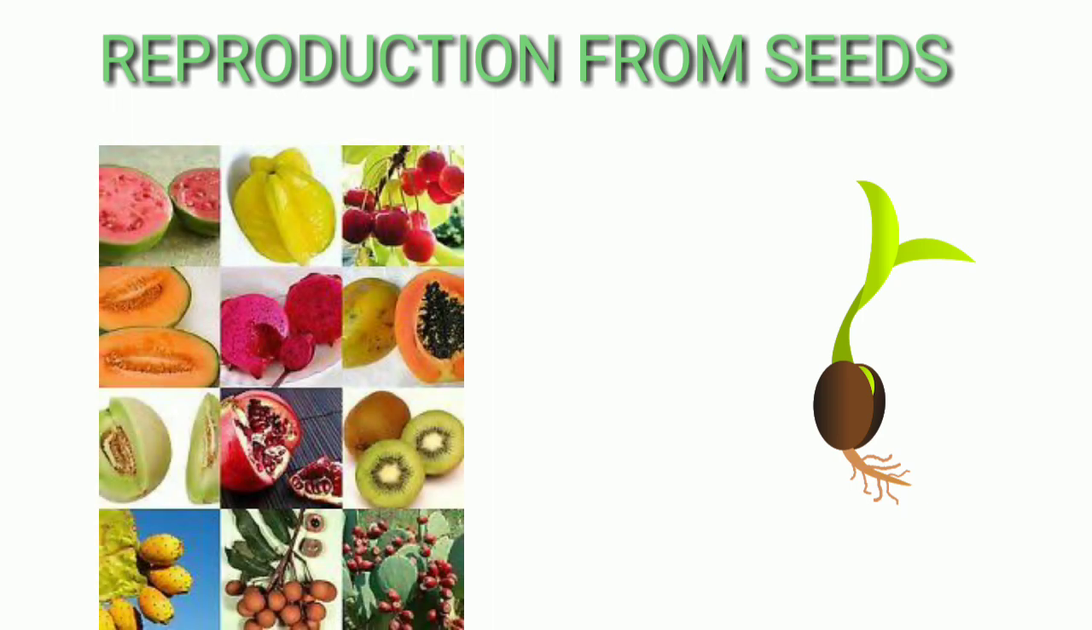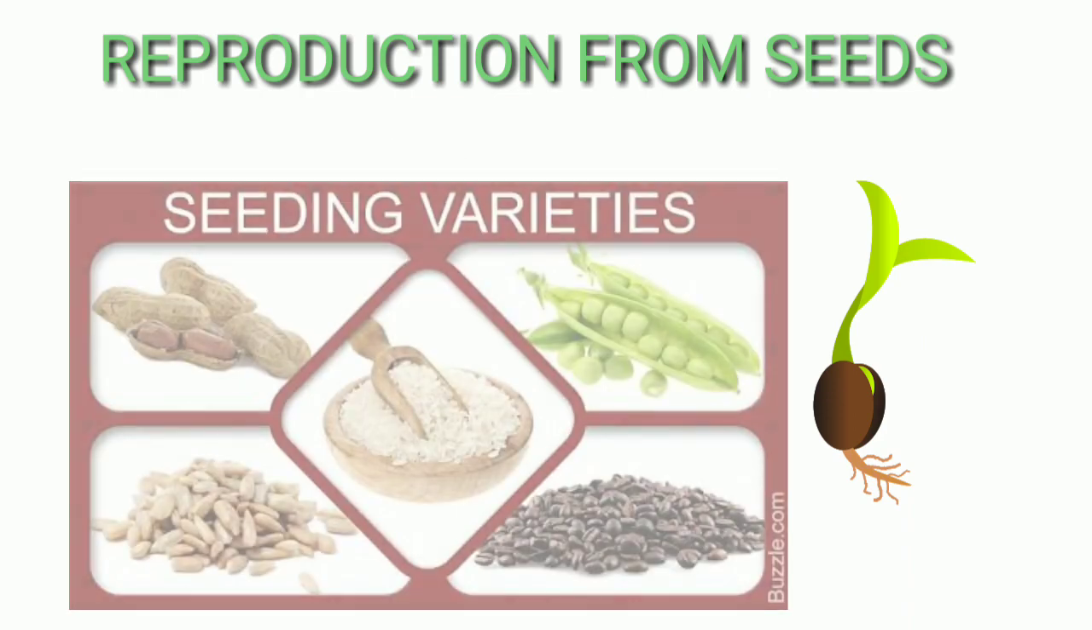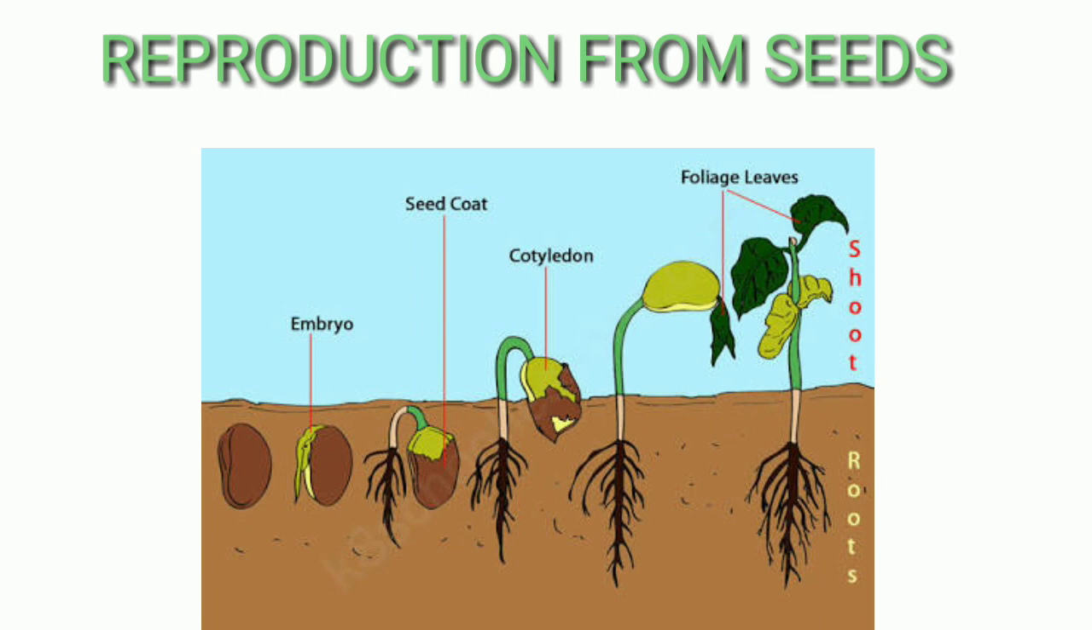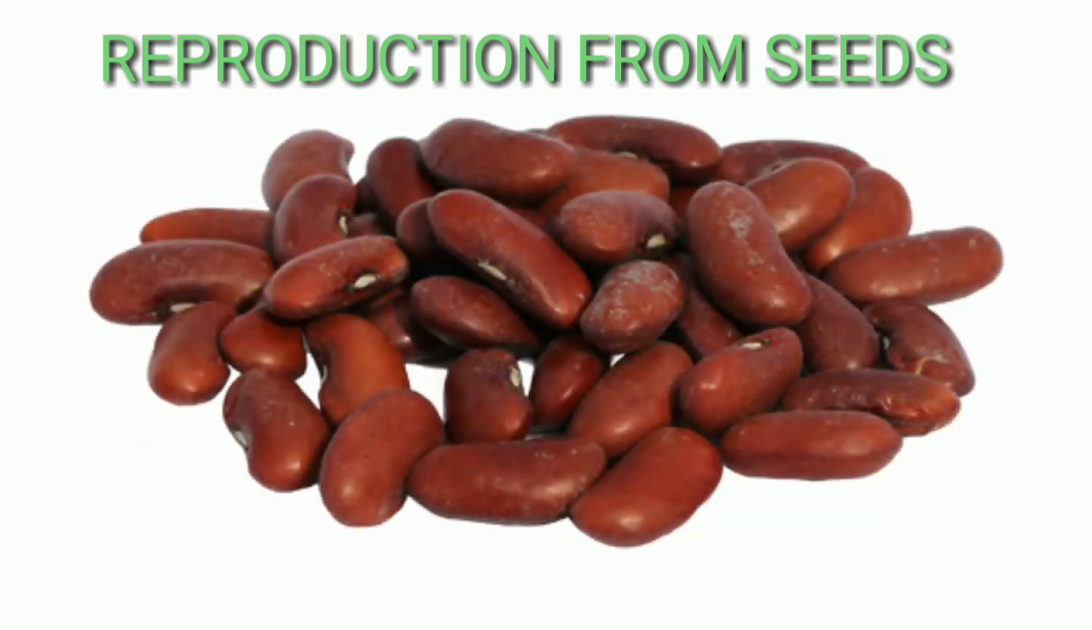Reproduction from seeds. Most plants grow from seeds. Seeds are usually found inside fruits. They are of different shapes and sizes. New plants grow when seeds fall on the soil and germinate. Now let us try to understand the structure of a seed. Take a few seeds of beans or chana. They are hard and dry, and cannot be broken easily, right?